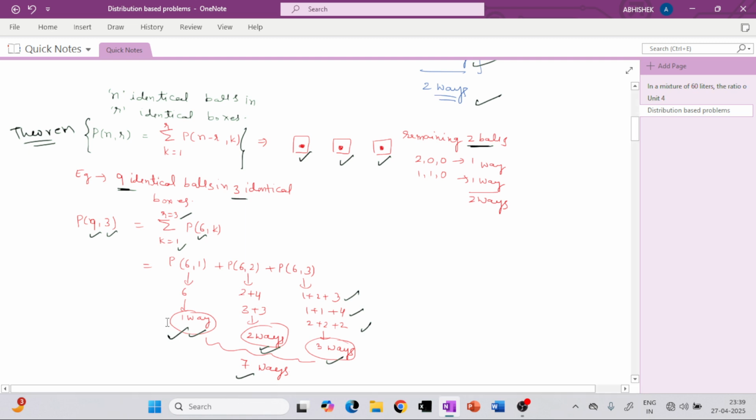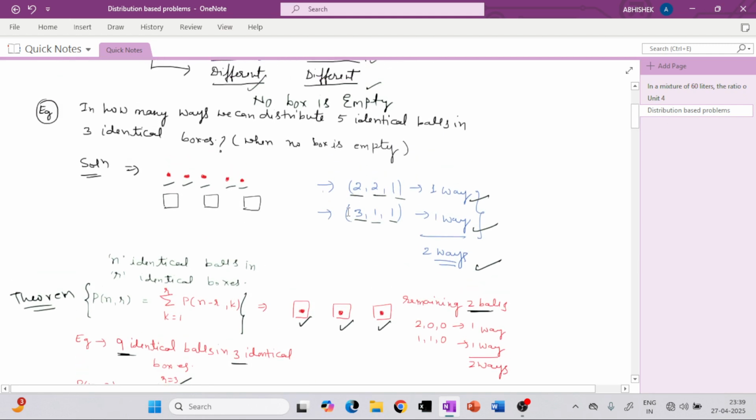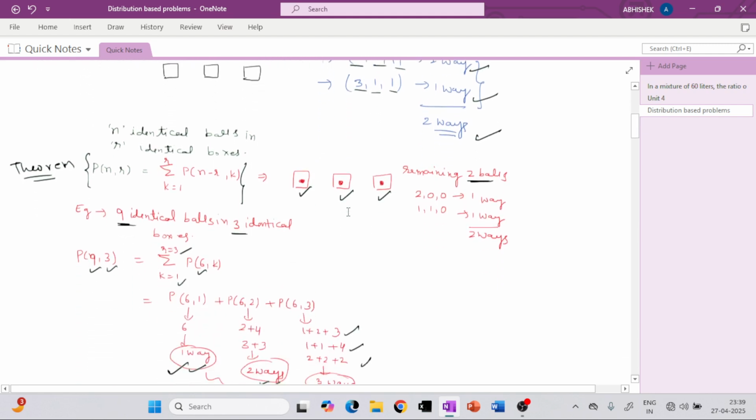So the first one is identical balls in identical boxes. I think this point is clear.